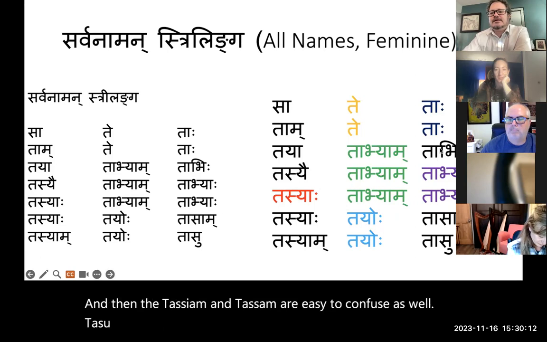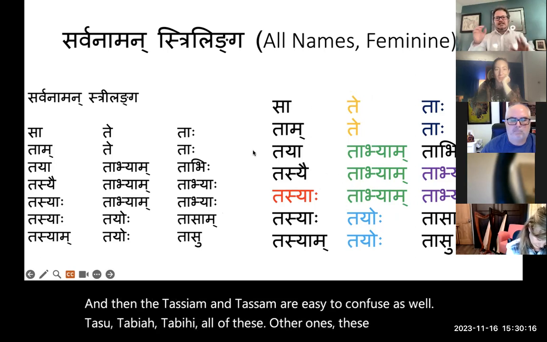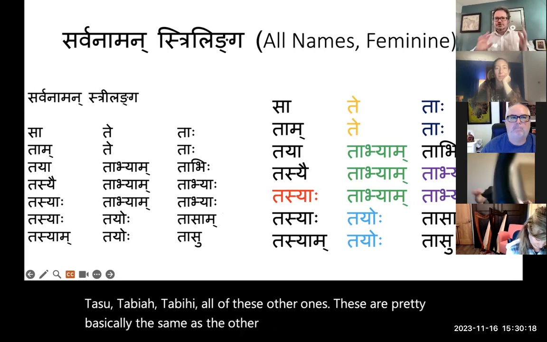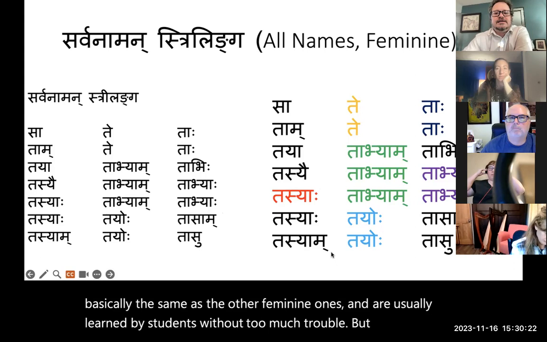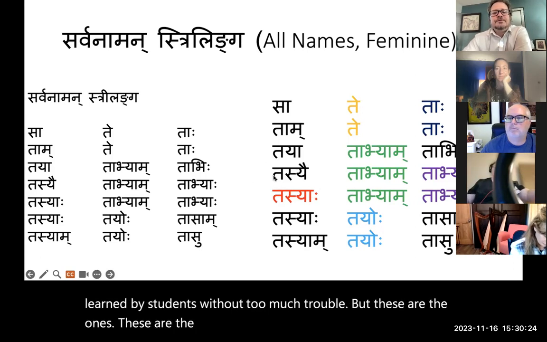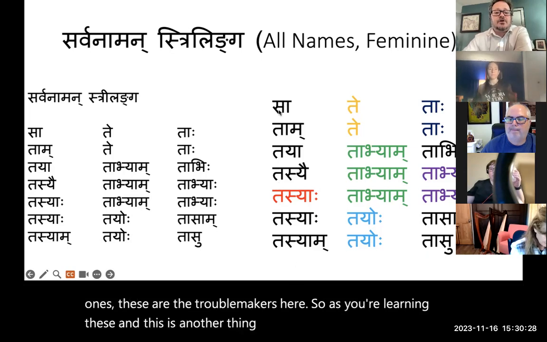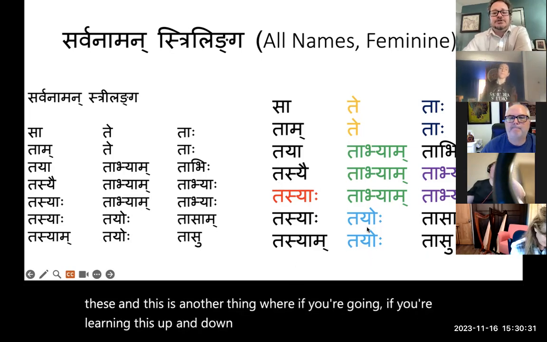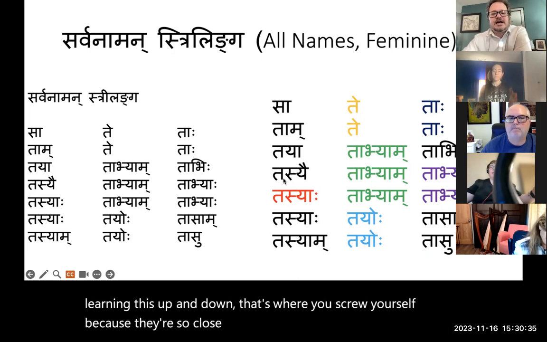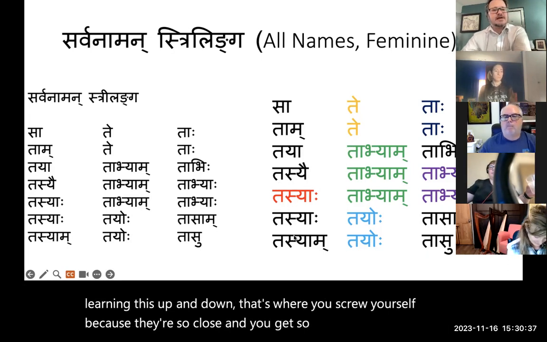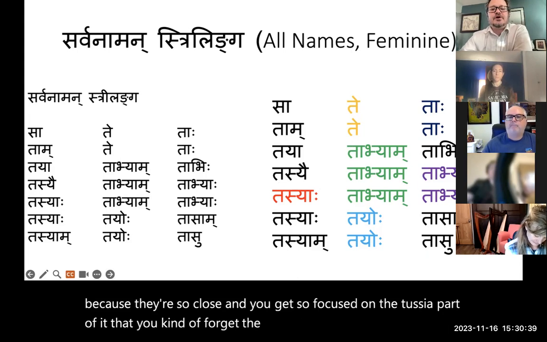Tasu, tabhyah, tabhih, all of these other ones are pretty basically the same as the other feminine ones and are usually learned by students without too much trouble. But these are the troublemakers here. So as you're learning these, and this is another thing where if you're learning this up and down, that's where you screw yourself because they're so close. You get so focused on the tasya part of it that you forget the endings. But if you're going back and forth, then you'll shift.